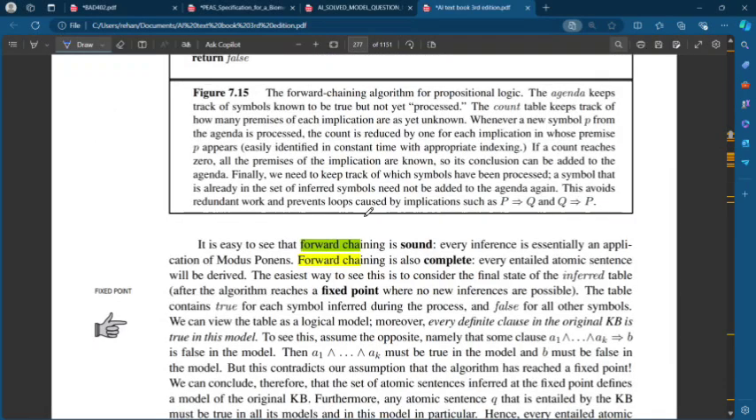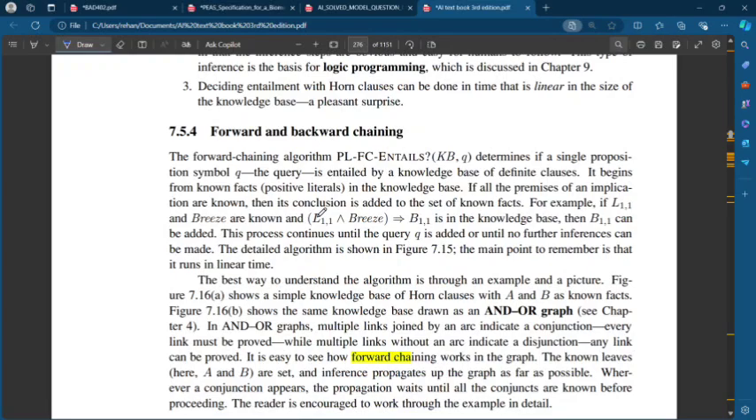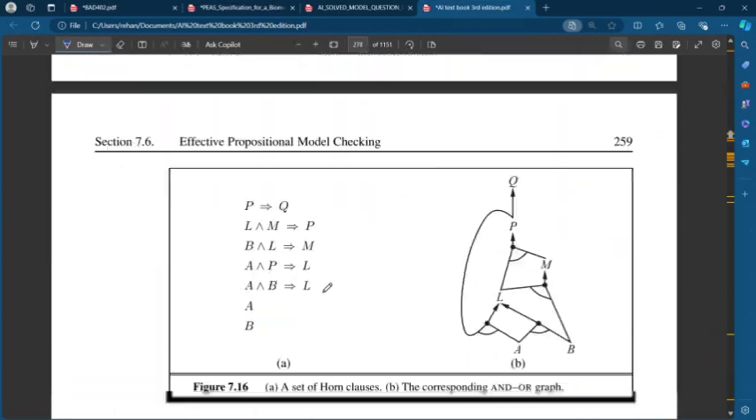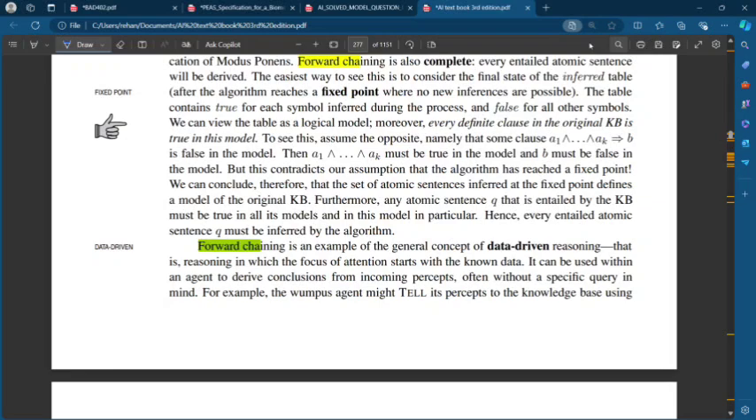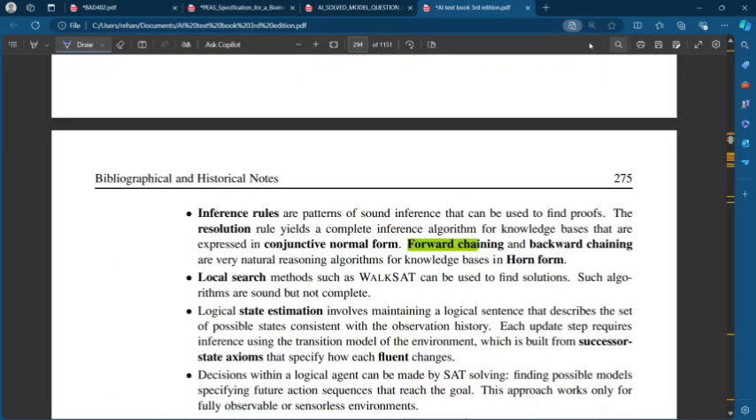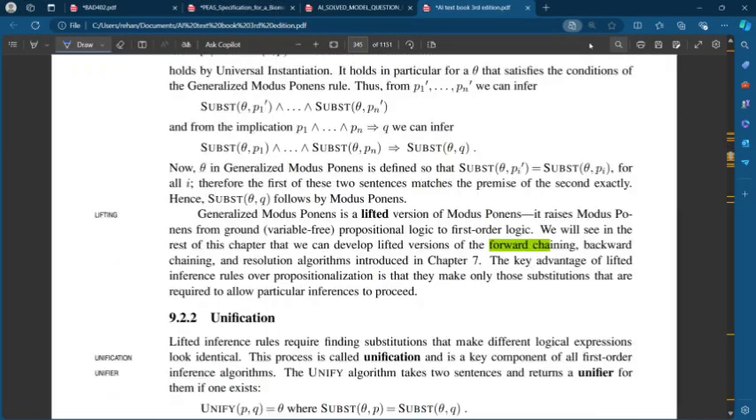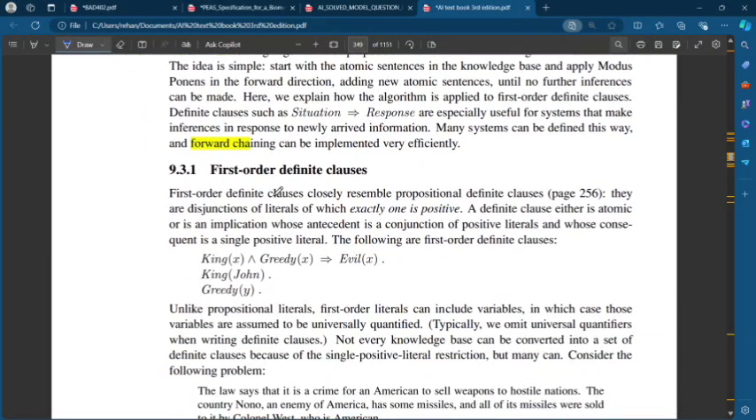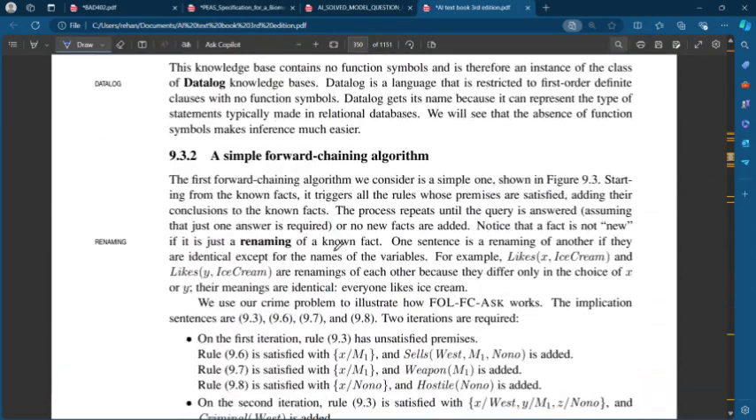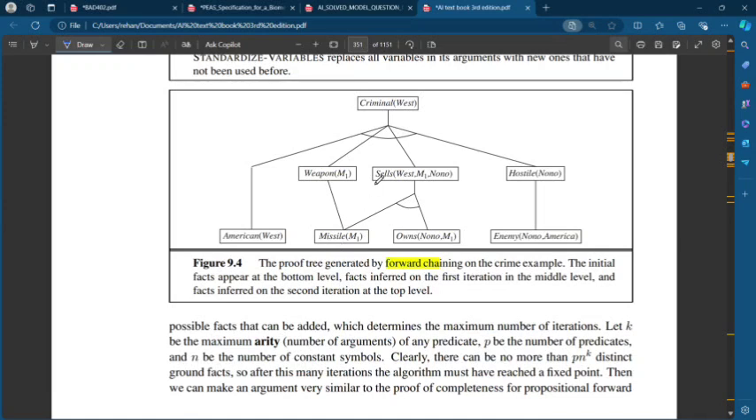Array, forward and backward. No, not from here. Yeah, this is the place. So see, forward definite clauses. So this is the diagram for forward chaining.